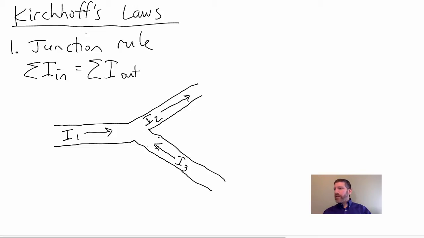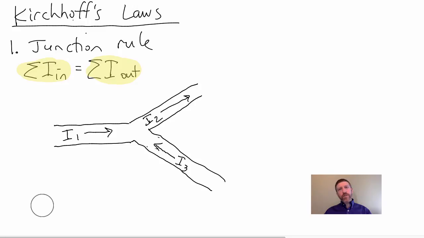And first, we've got to understand what a junction actually is. A junction is anywhere that there is a fork in the road. Like here's a junction right there. It's also called a node sometimes. So the junction rule is simply this: any current that's going into a junction or node has got to sum to the current going out of the junction or node.